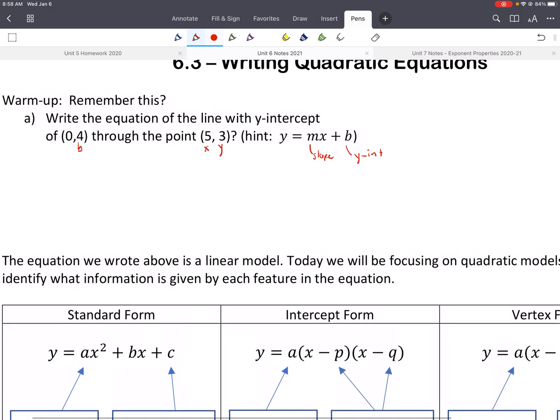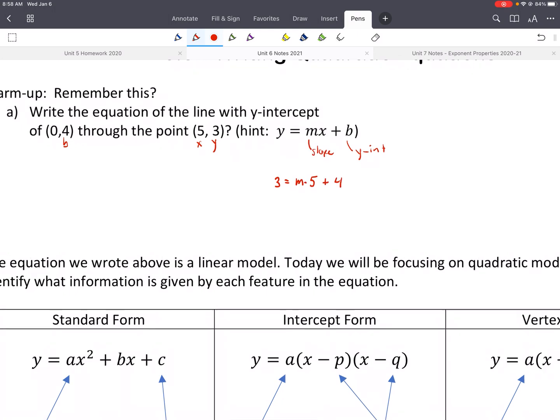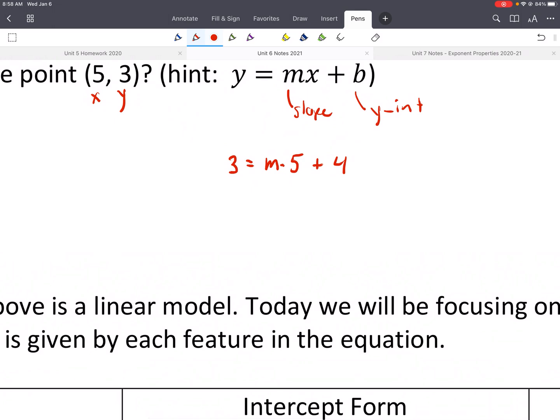So to do that, we'll plug all that in. So y, we said, is 3, is equal to our slope. We do not know what our slope is, so we'll leave it as m. And then x is 5. And then we have plus b, which is 4. Okay, and all we need to do is solve for m.